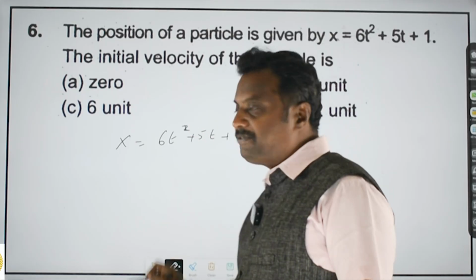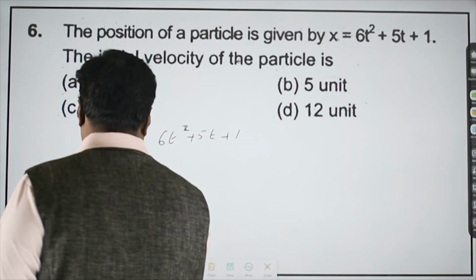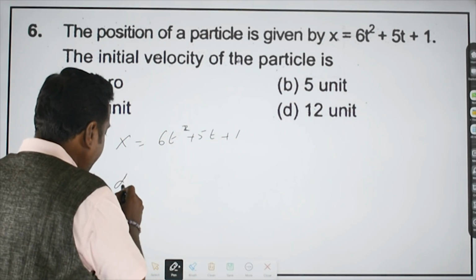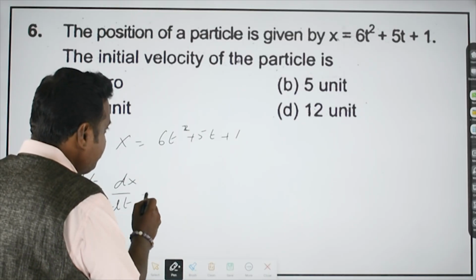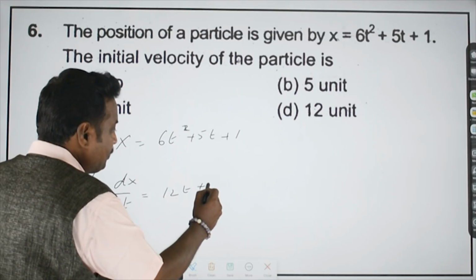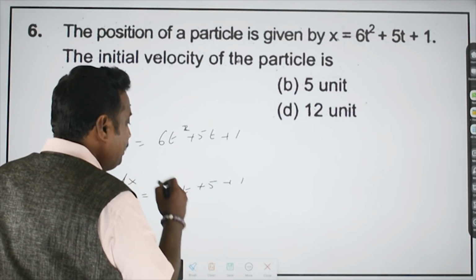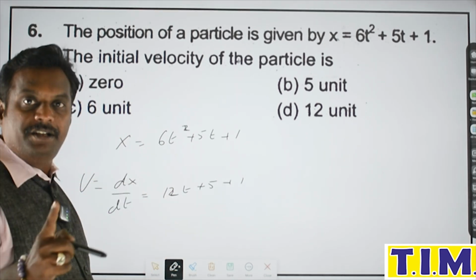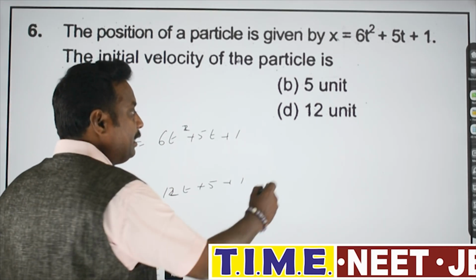Now, what is velocity? Velocity is displacement by time. So, v is equal to dx by dt. You'll get it as 12t plus 5 plus 1. So, what is the initial velocity என்று கேட்டிருக்காங்க. Initial na starting velocity. Starting la time என்னவா இருக்கும்?